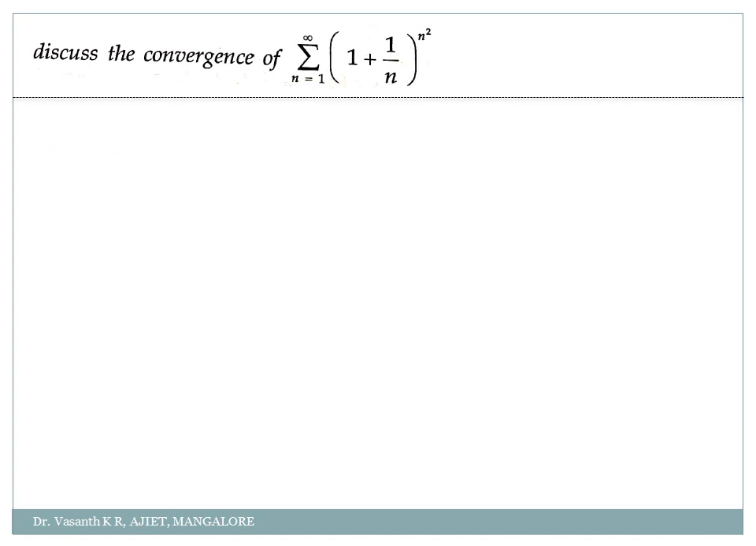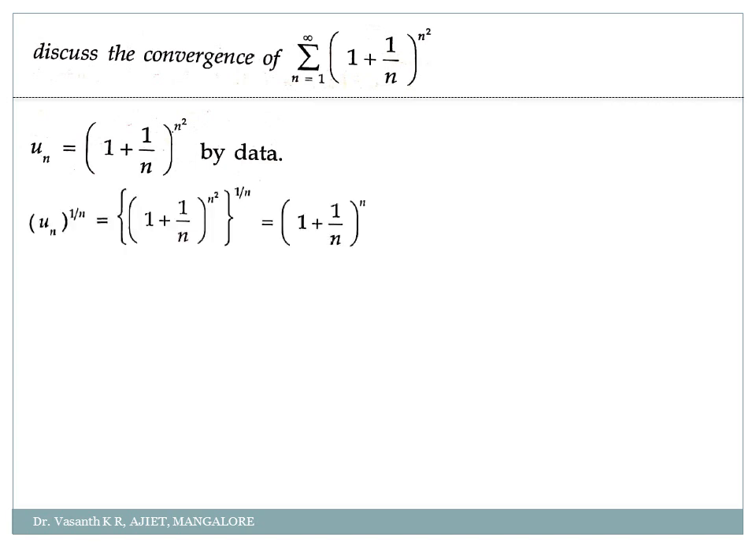Next problem. Test for the convergence, summation n equal to 1 to infinity, something to the power n square. Again, a power is there, so I can always go for Cauchy's root test. First thing you have to do, call this as un. So from the data, un is equal to 1 plus 1 by n to the power n square. Next, raise it to the power 1 by n. So un to the power 1 by n is 1 plus 1 by n to the power n square, to the power 1 by n. N and n we can cancel. What is the standard value? 1 plus 1 by n to the power n.